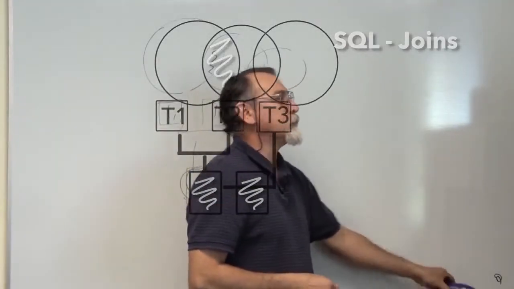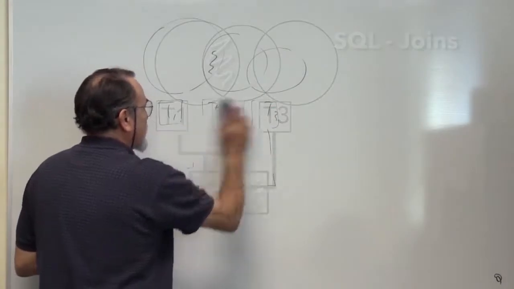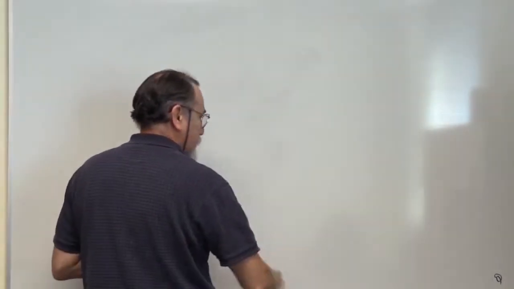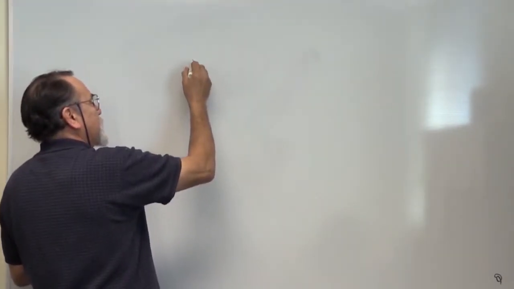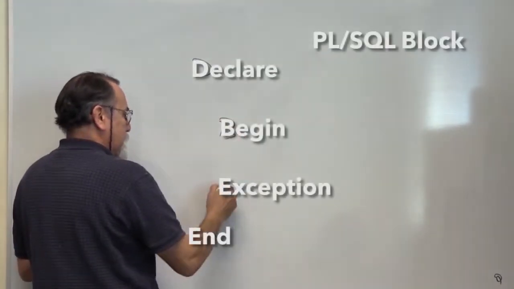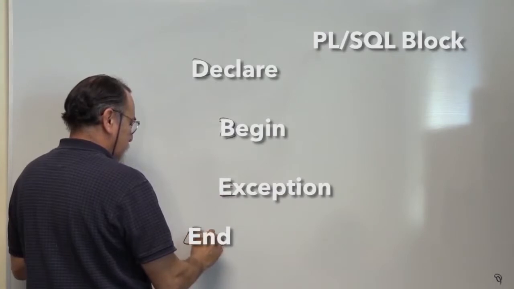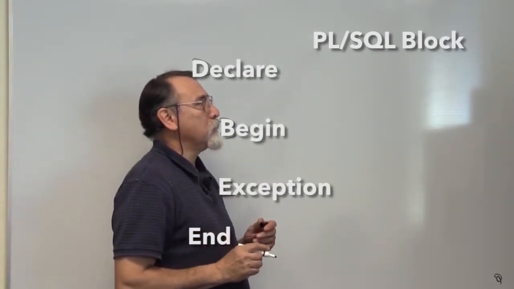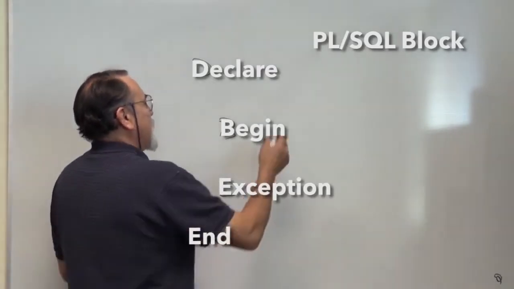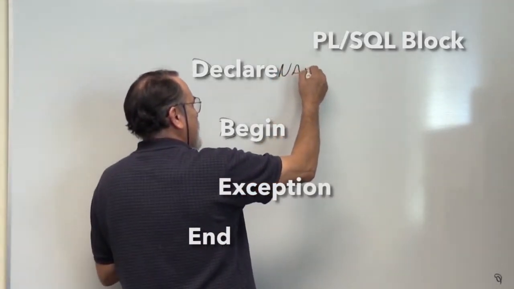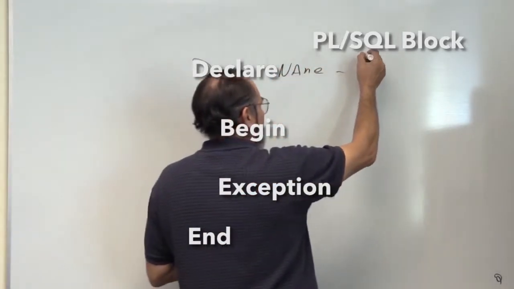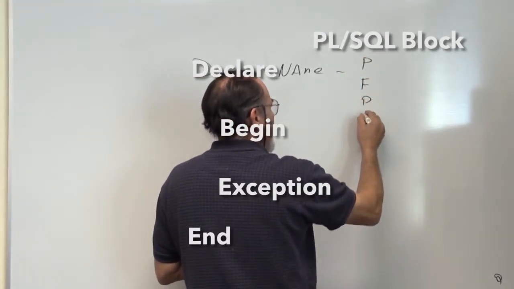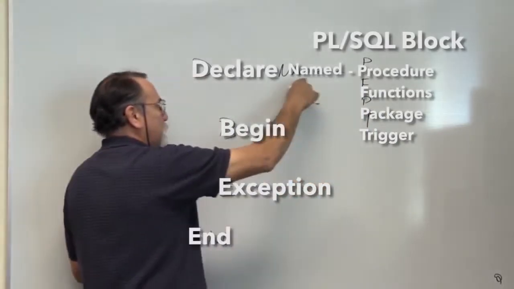We talked about the block in PL/SQL. So we talked about the fact that you have the declare, the begin, the exception, and the end. And then you had the named events that developed into the procedures, the function, the package, and the trigger. So those are the four events that are named.